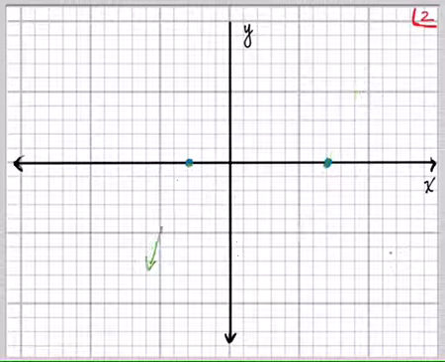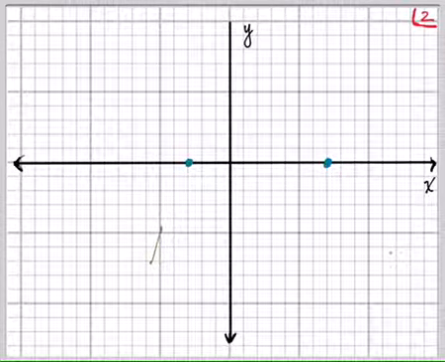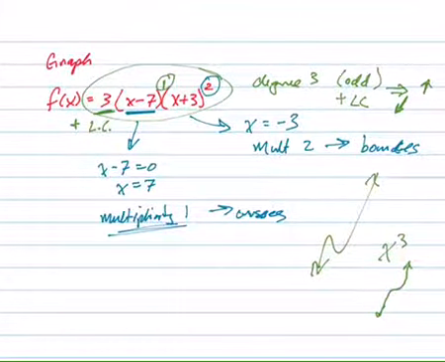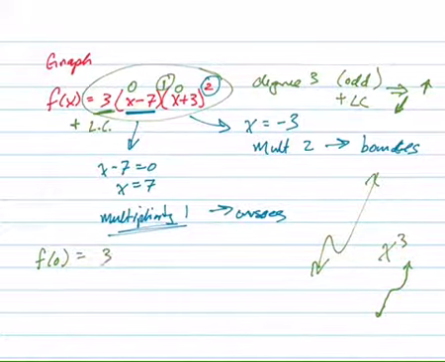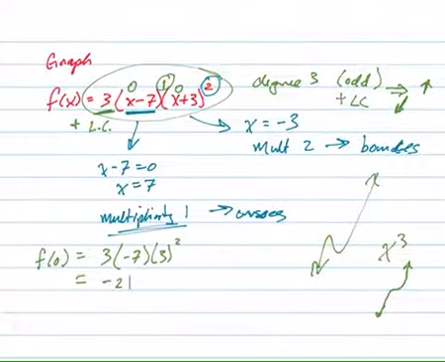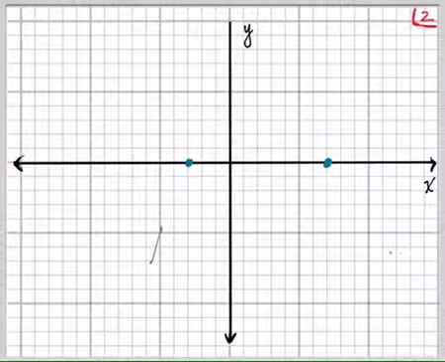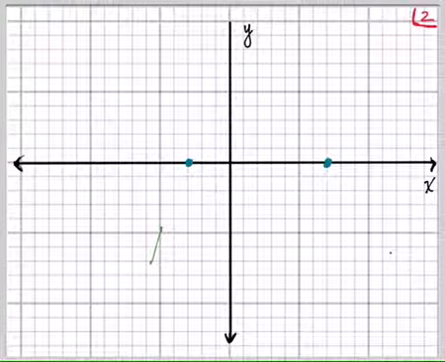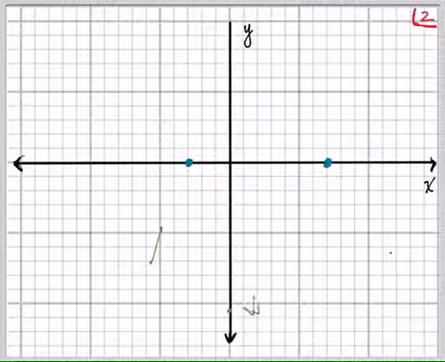So really, they may have asked you to also find the y-intercept, which is a good idea to find. So let's find that real quick. The y-intercept is when x equals 0, right? So what's f of 0 equal to? It's equal to 3 times -7 times 3 squared. So it's equal to -21 times 9, which is equal to -189. I did that right? So it's really far down here. Like really far down, way down there somewhere.